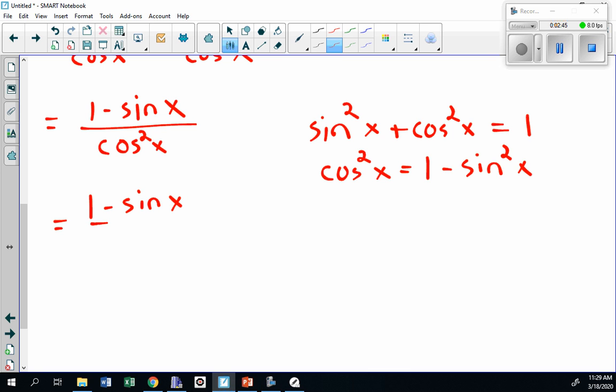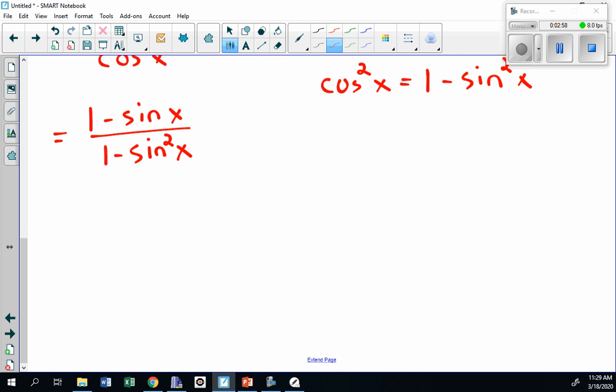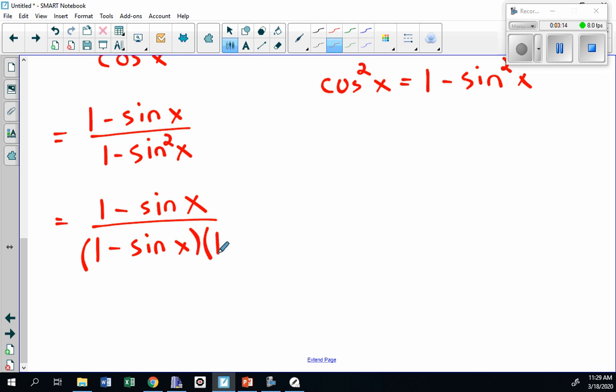So we have 1 minus sine x, and then cos x squared is 1 minus sine x squared. Now it might be really tempting to start canceling because you see the 1 minus sine x, but the denominator has a squared on the sine. But what that actually is, that's a difference of squares. So again, if you remember grade 10, both 1 is a perfect square and sine x squared is a perfect square. So therefore, I can write it as 1 minus sine x times 1 plus sine x.